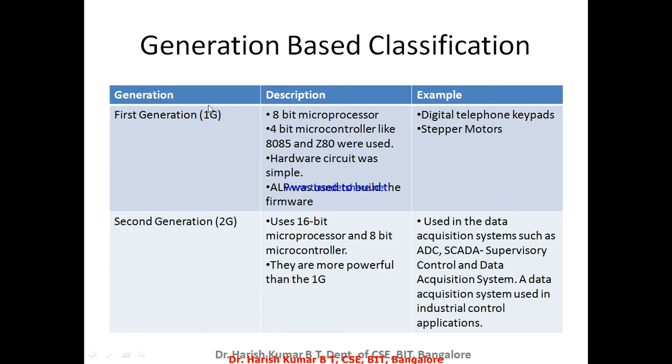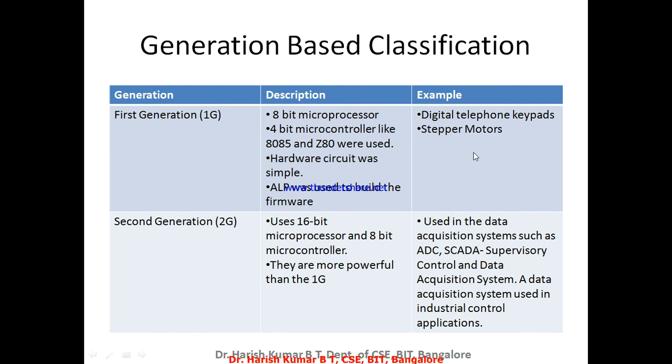This is a short description of the embedded systems in the first generation, and where these things were used. They were used in digital telephone keypads. I don't know whether you have seen the landlines, the small keypad inside the landline telephone, and also stepper motors. We have a lab experiment on the stepper motor. When we go there, you'll understand the difference between a stepper motor and an AC motor. All these things we'll be discussing later.